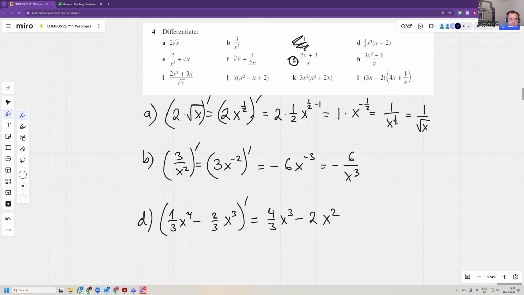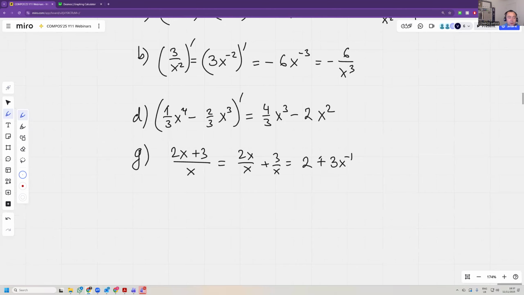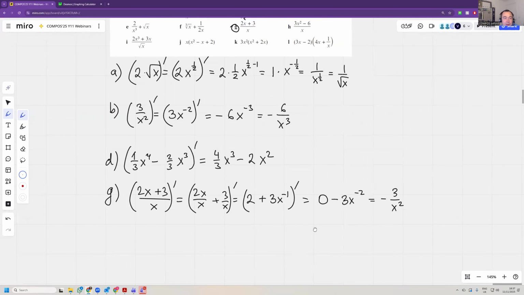Let's do question G. G, so (2x plus 3) over x. 2x over x plus 3 over x, which is 2 plus 3x^(-1). And if you differentiate that, that's 0 minus 3x to the power minus 2, which is minus 3 over x squared. Okay.